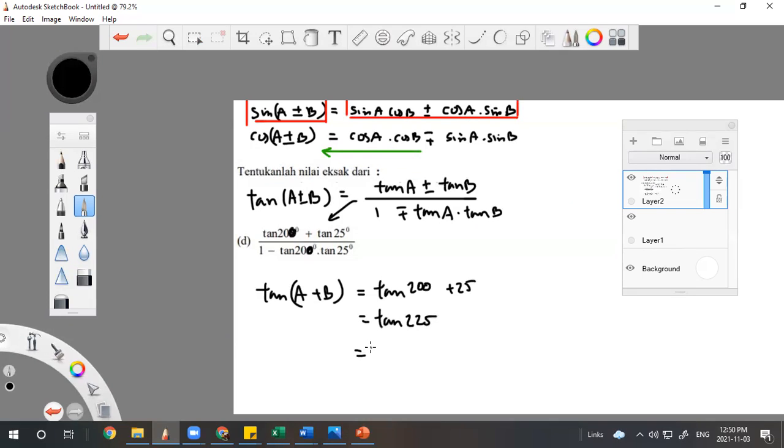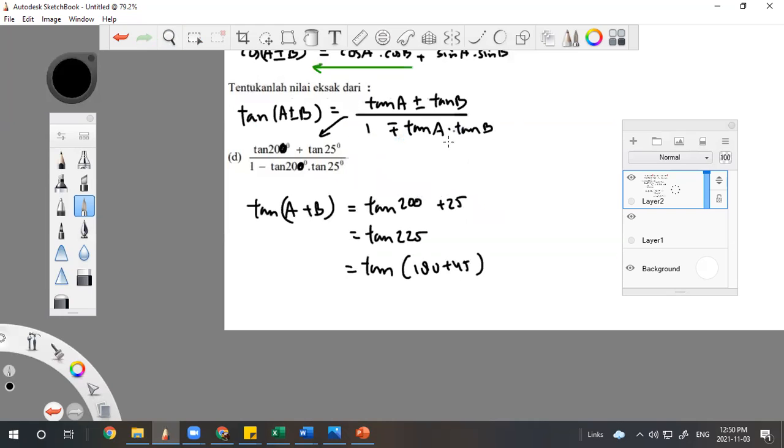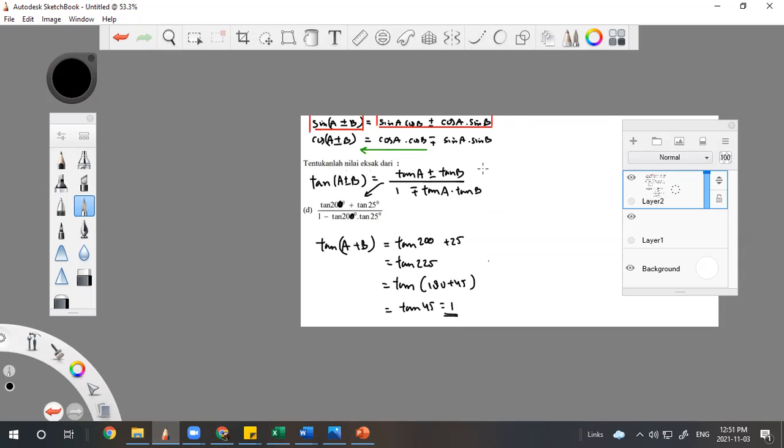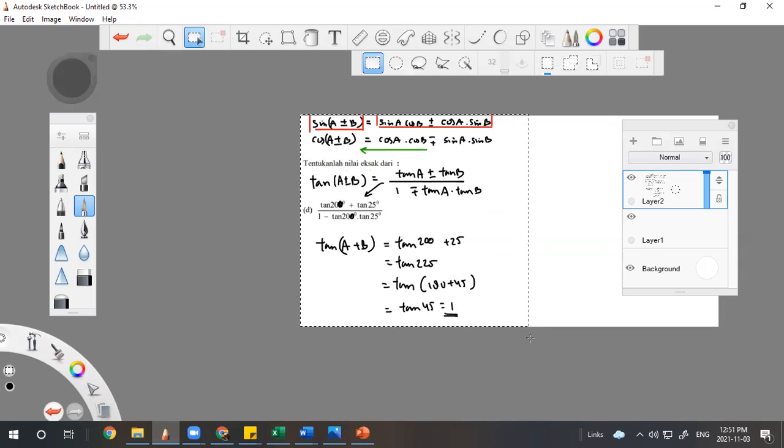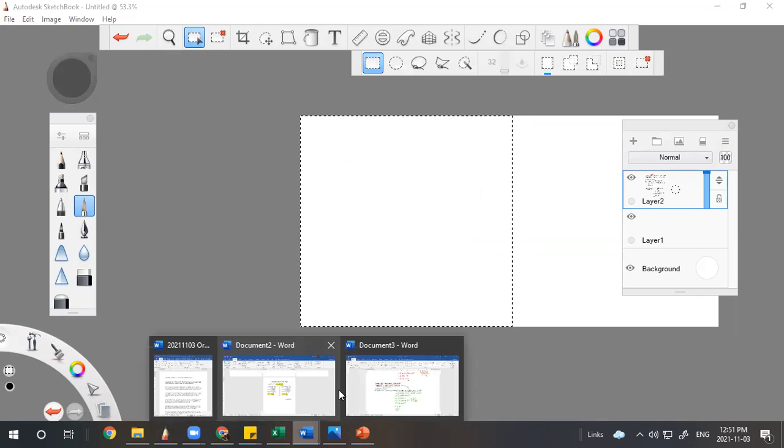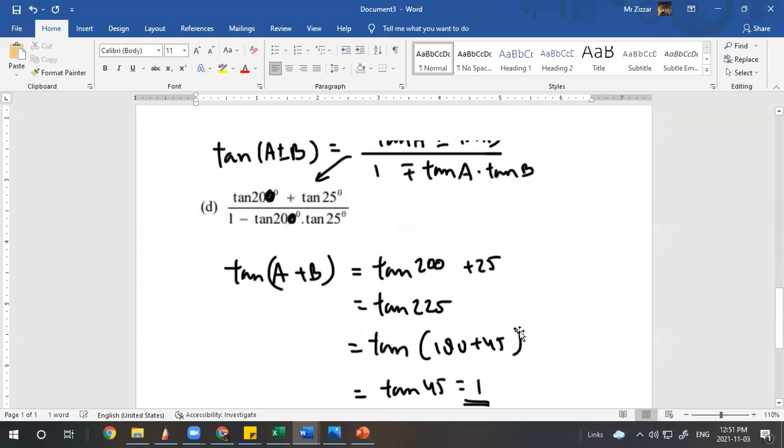Oke, tan 225 berapa? Masukin tan of 360, jangan, 180 plus 45. Ya kan? Tan ini kuadran 3. Oh, dia rajanya lagi. Jadi tan 45, jawabannya 1. Oke, gitu aja ya. Next. Yang terakhir deh, last question.